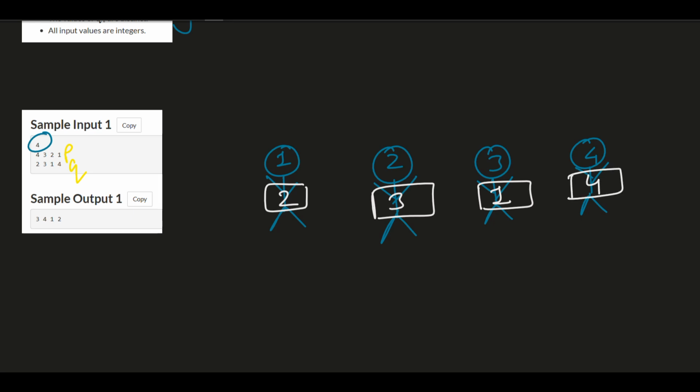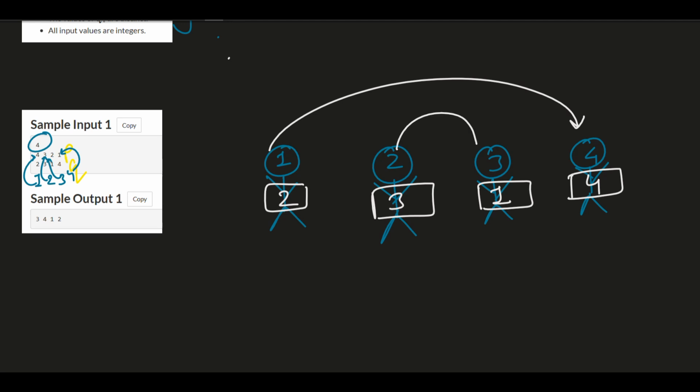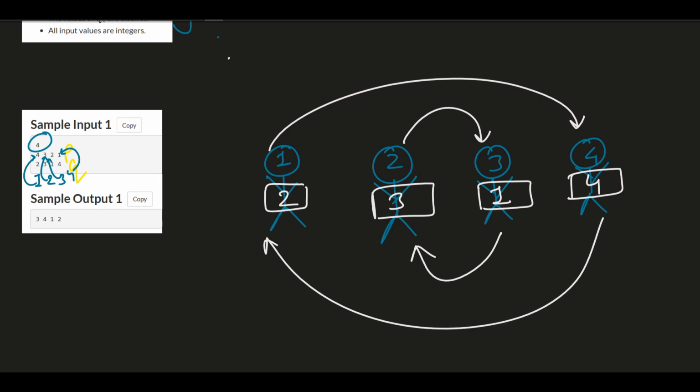Now, the first person is staring at the fourth person. The second person is staring at the third person. The third person is staring at the second person. And the fourth person is staring at the first person. So the first person is staring at this one, the second person is staring at this person, the third is staring at the second one, and the fourth is staring at the first one. So this is what we find.